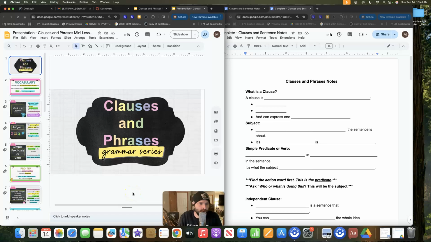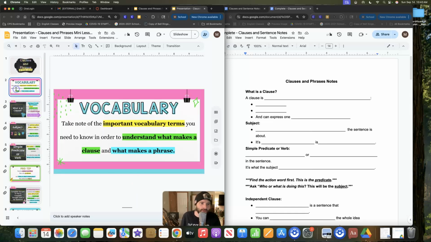Hey everyone, this week we're going to be talking about clauses and phrases. Now, last week we learned about parts of speech, and this week we're going to be learning about clauses. The reason you have to do parts of speech first is because the parts of speech make up clauses and phrases, and then we really want to get to types of sentences, but if we don't know what clauses are, then we aren't able to write sentences.